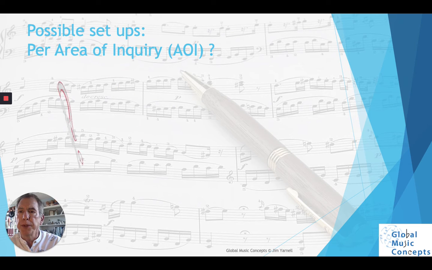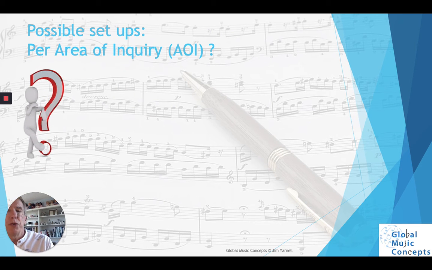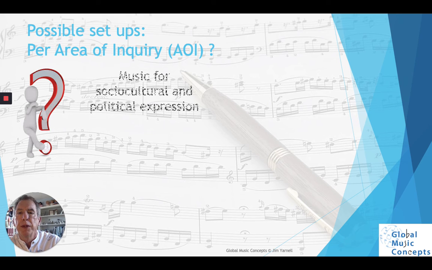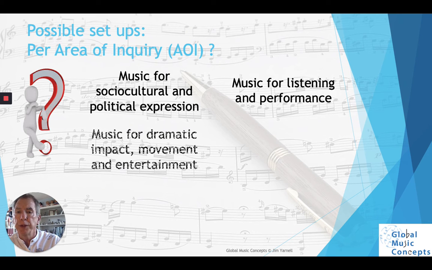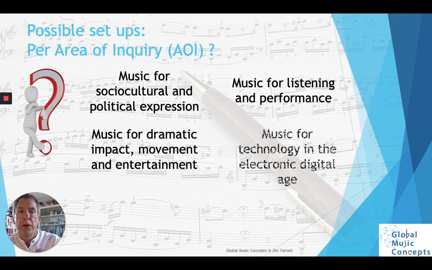So, possible setups. Let's say you were going to do your journal and organize this per area of inquiry. So, you could do it through music for social political expression. Again, these 4 areas of inquiry, which we talked about before. You could set up a journal in terms of these areas of inquiry and justify the areas of inquiry in your journal.